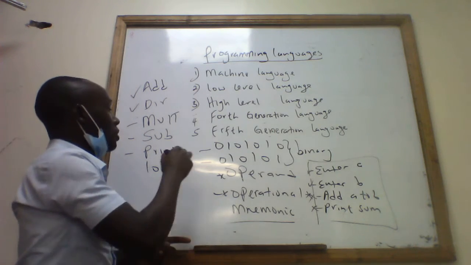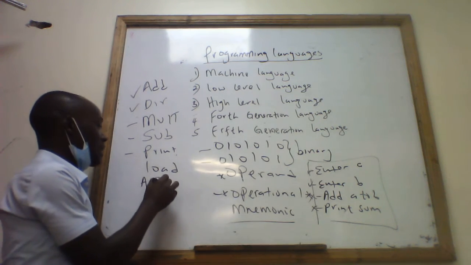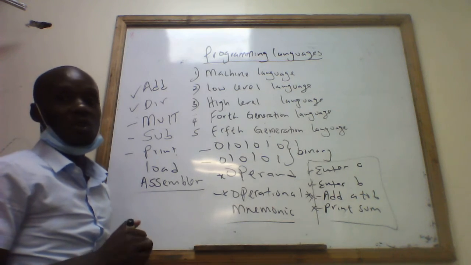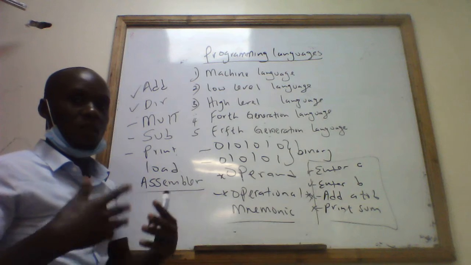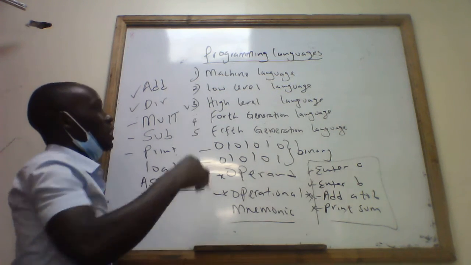So low level language programs are converted using a special program known as an assembler. So an assembler is a program that converts low level language programs into machine language so that the computer can understand and execute. Then you can move to high level language programs.